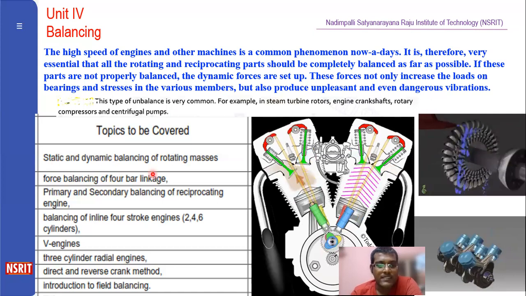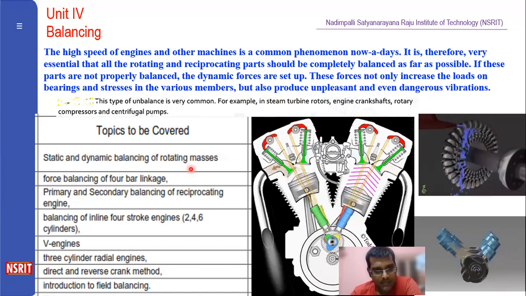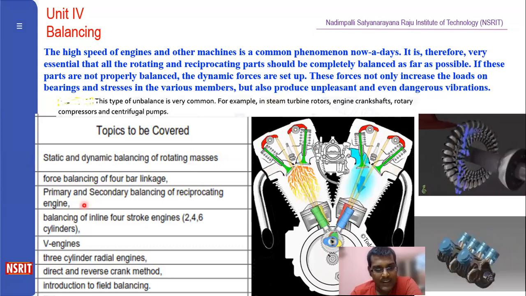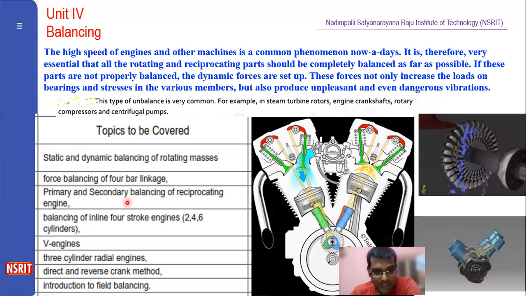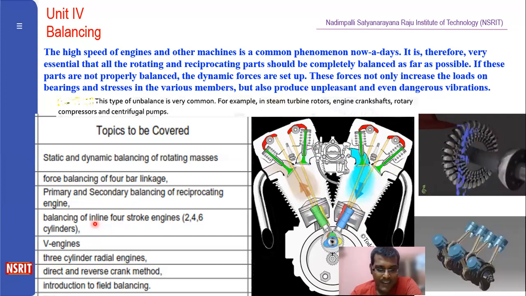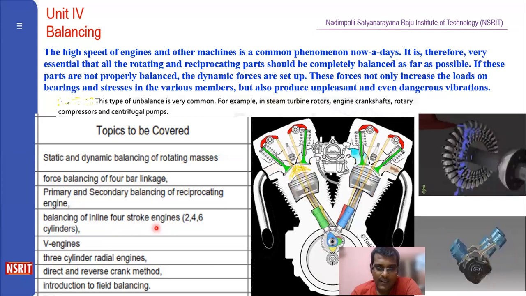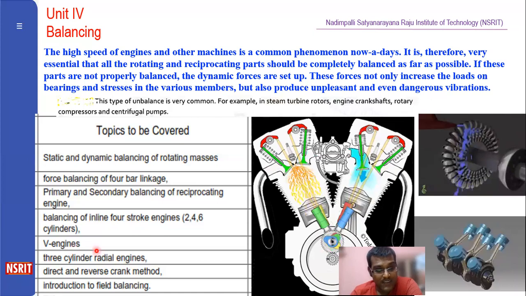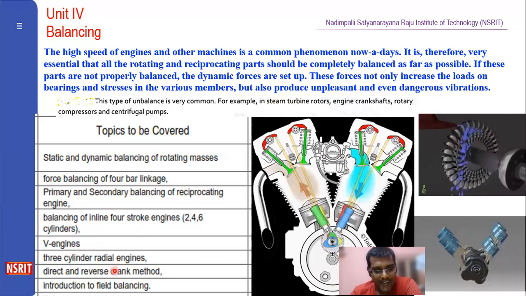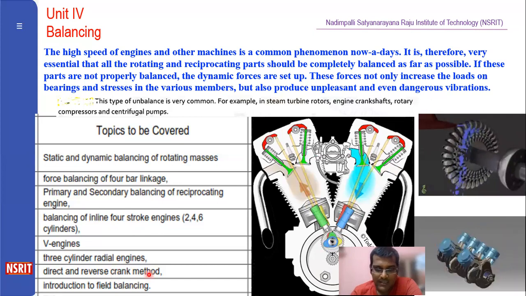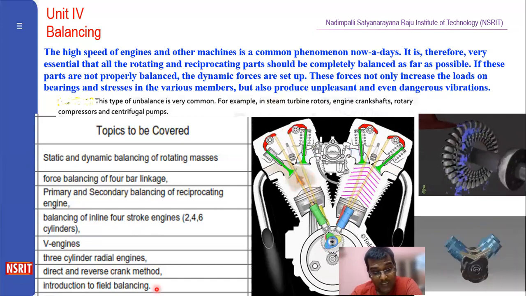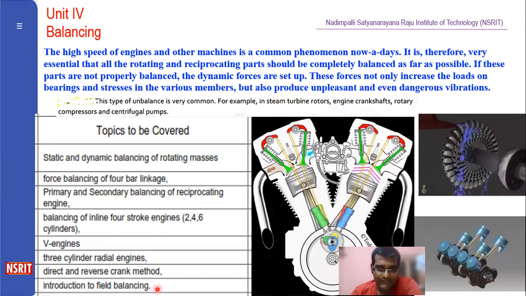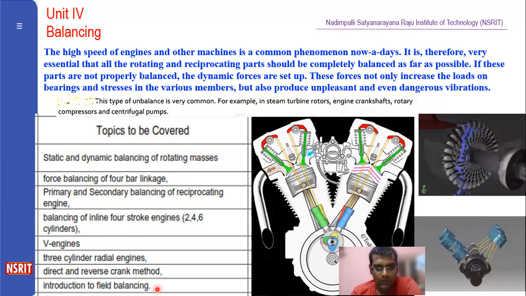Static and dynamic balancing of rotary masses, force balancing of four-bar linkage, primary and secondary balancing of reciprocating engines, balancing of inline four-stroke engines like 2, 4, 6 cylinders, V engines, 3-cylinder radial engines, direct and reverse crank method, introduction to wheel balancing and also wheel balancing. Now, this is the content. Let us see one by one.